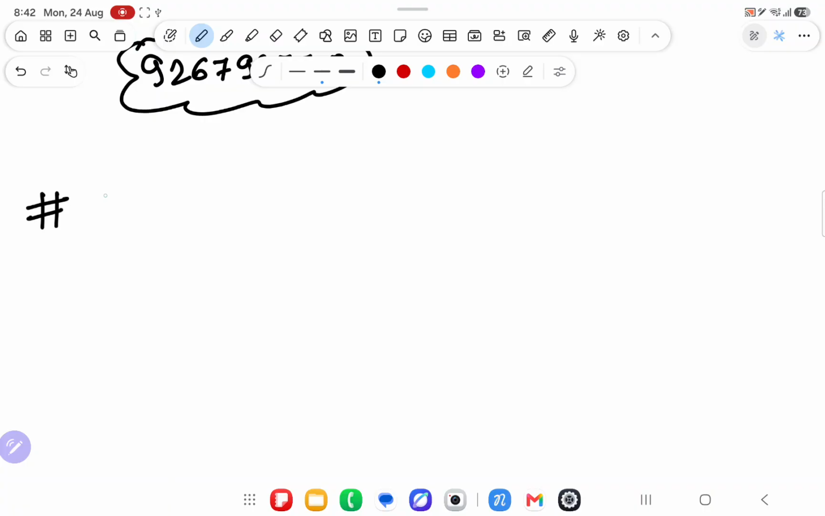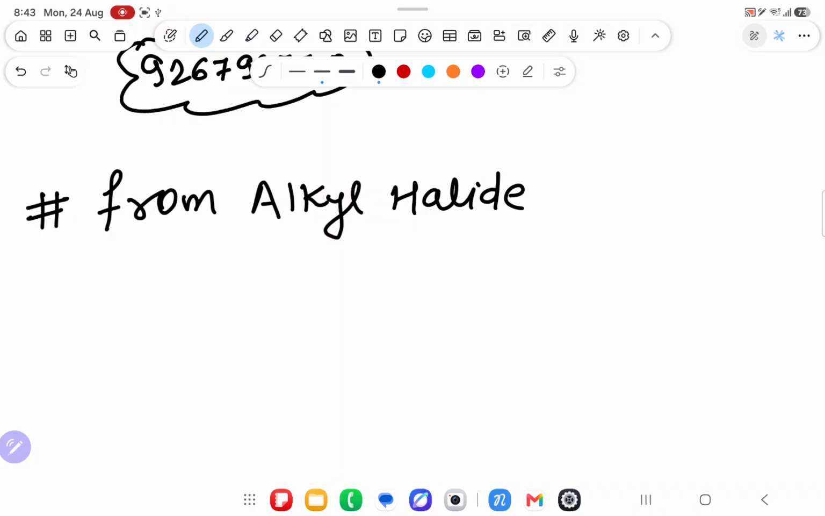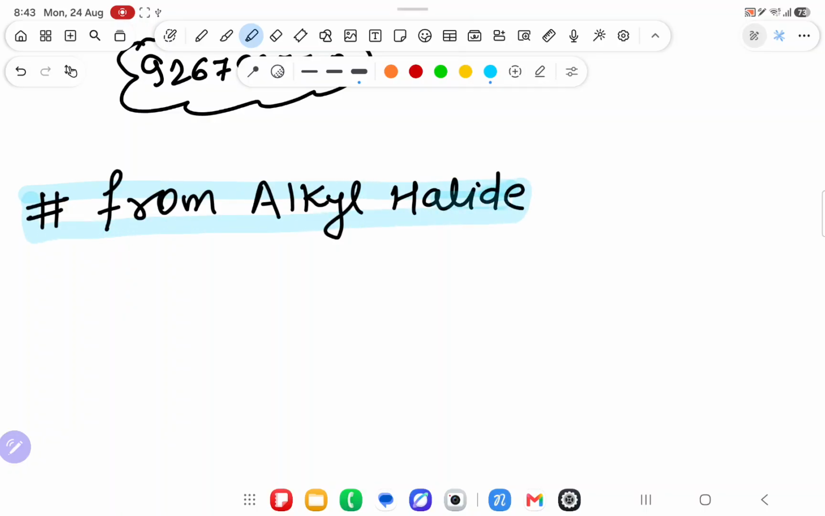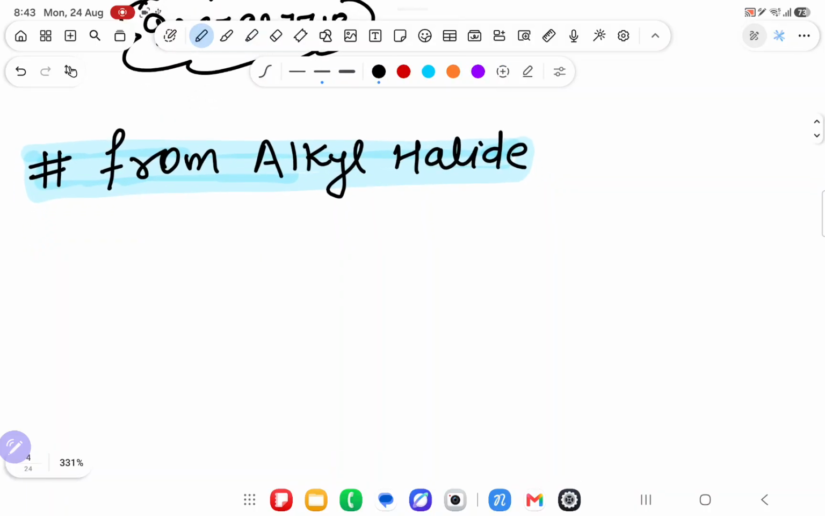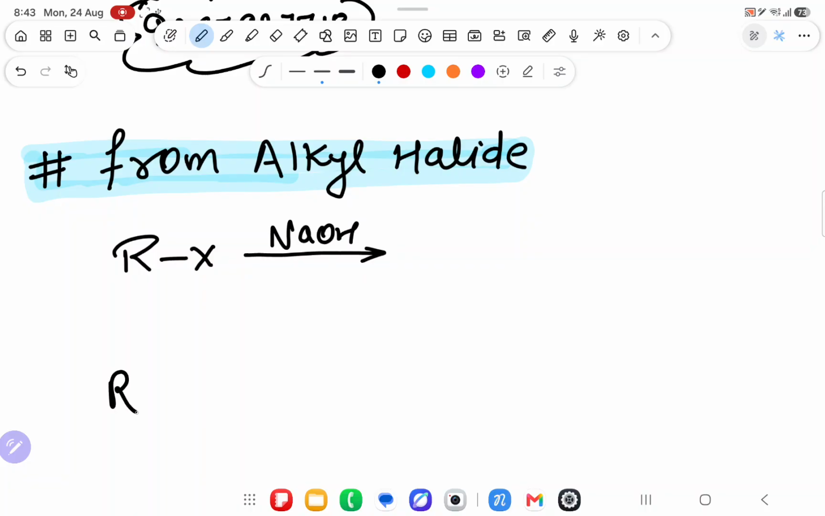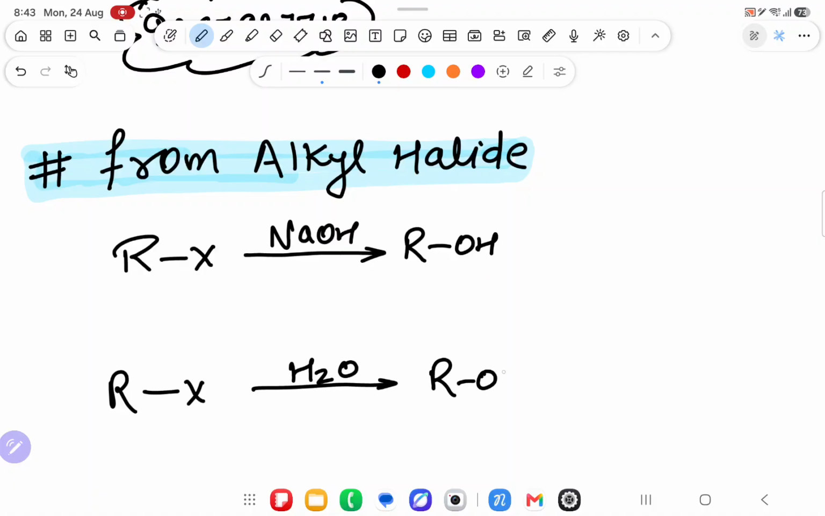Now, the next method of preparation is from alkyl halide. The next method of preparation of alcohol, hydrocarbon is done, and I have given almost all the questions possible that have a chance of coming in the exam. So from alkyl halide: suppose we have an alkyl halide, it will react with NaOH, or this alkyl halide will react with H2O. So what will it give? It will give ROH.